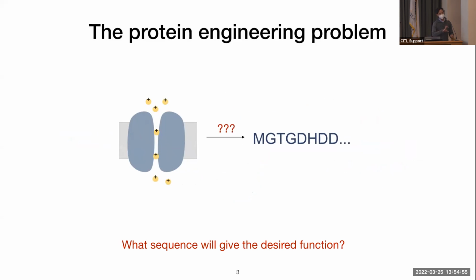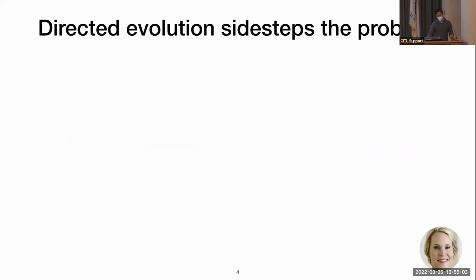So you start with the function you want, and you want to go backwards and invert that and come up with a sequence. This is a fairly hard problem. In fact, it's so hard that if you sidestep it and figure out a way around it, they give you a Nobel Prize.